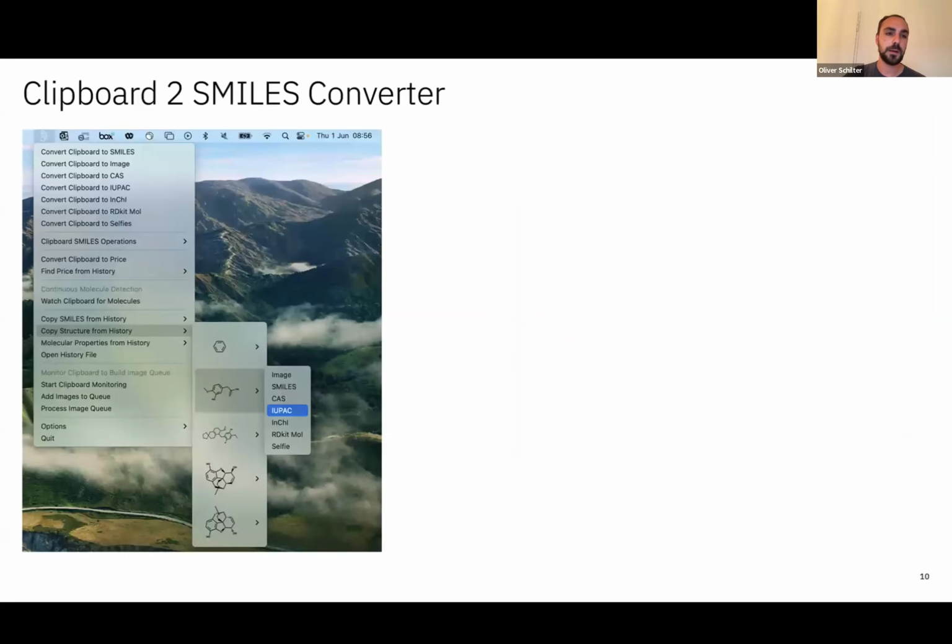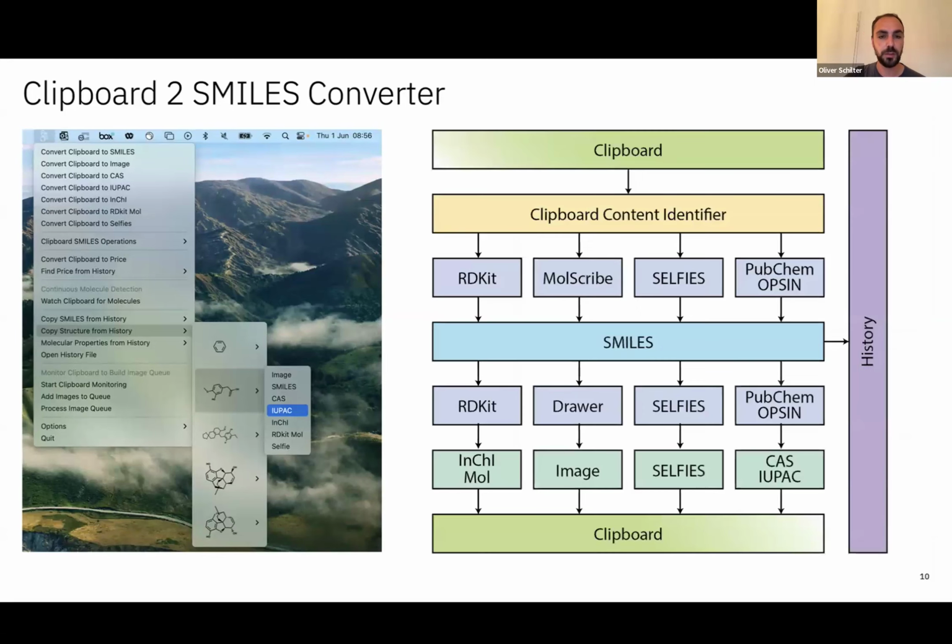With this, I'm already showing a bit of the GUI and the functionality. On the left is the overall structure of the GUI, and on the right you see how it works in theory. You press Control-C or Command-C on some content, and first it is identified, then translated into SMILES, and then translated from SMILES to whatever format you want.